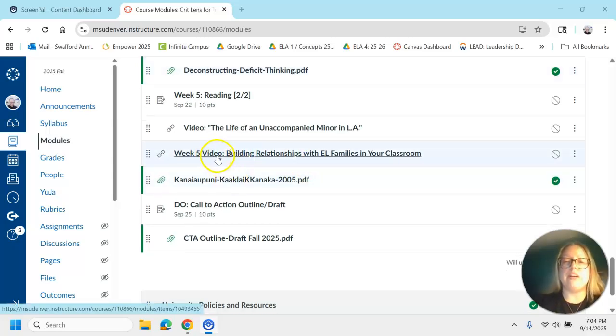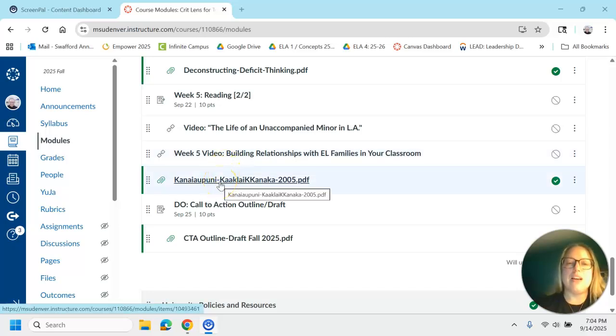You have 2 extensions right here. I won't go into them very much, but they are not required. You can see there are no points associated with them right now. One is a video on building relationships with our EL families. Parents want your support. They need our support. Don't neglect that support. And then also an article about Native Hawaiian representation in the classroom.